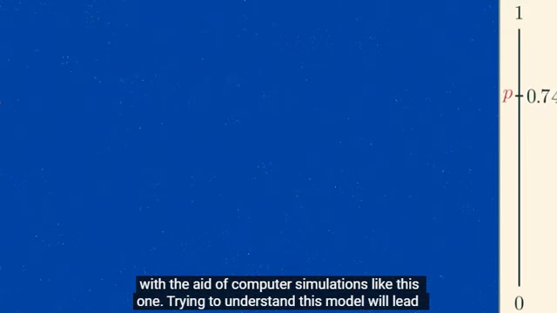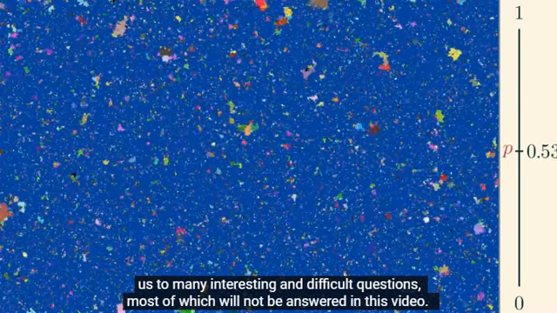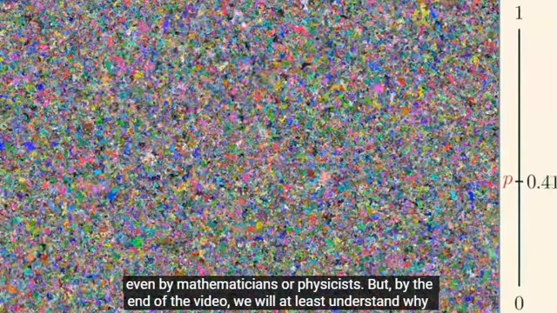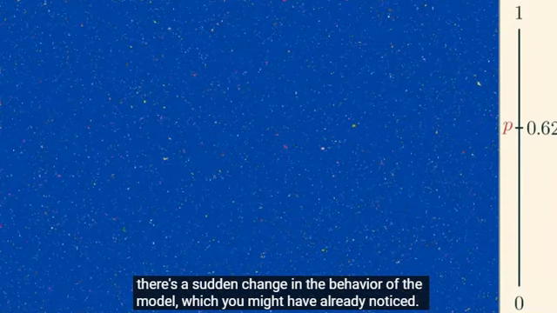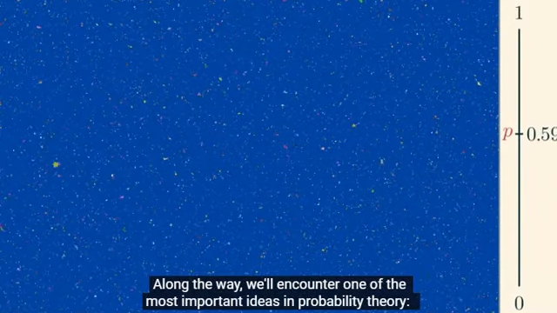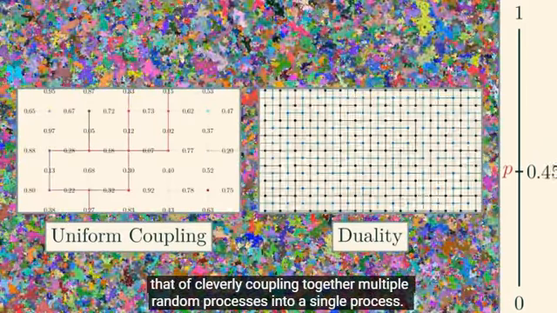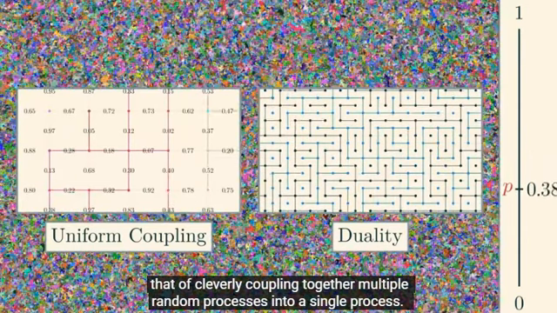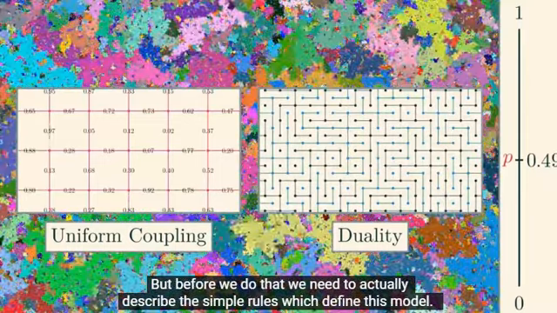Trying to understand this model will lead us to many interesting and difficult questions, most of which will not be answered in this video. In fact, some of the things that we will encounter are still not understood, even by mathematicians or physicists. But by the end of the video, we will at least understand why there's a sudden change in the behavior of the model, which you might have already noticed. Along the way, we will encounter one of the most important ideas in probability theory, that of cleverly coupling together multiple random processes into a single process. But before we do that, we need to actually describe the simple rules which define this model.